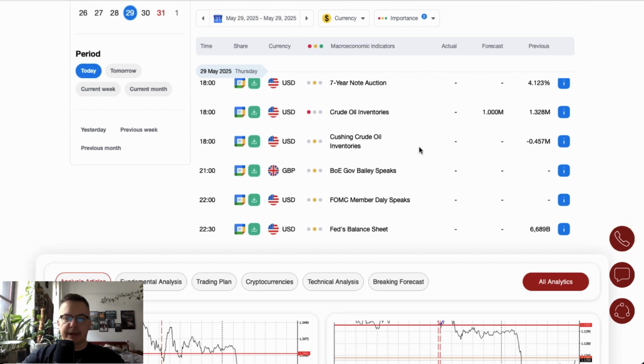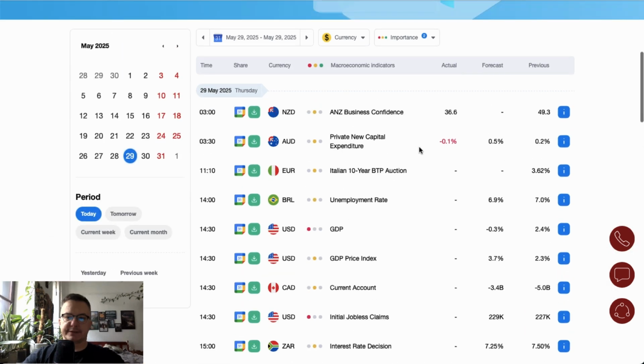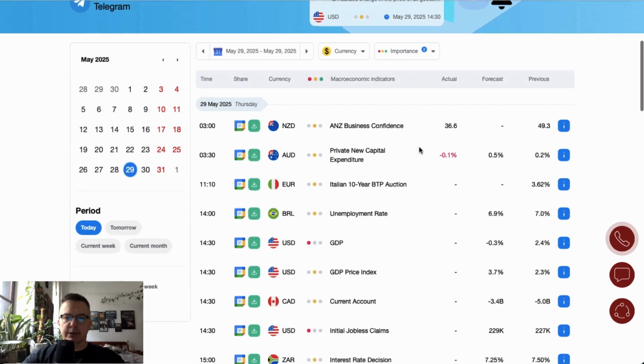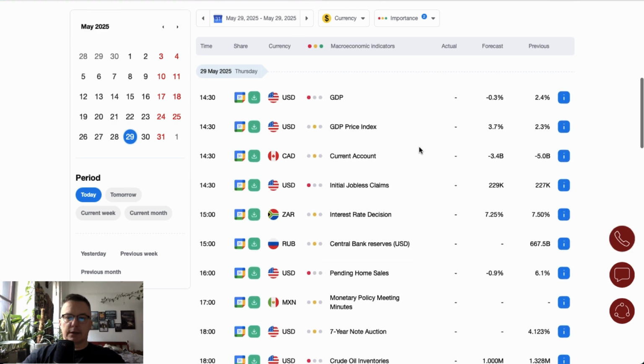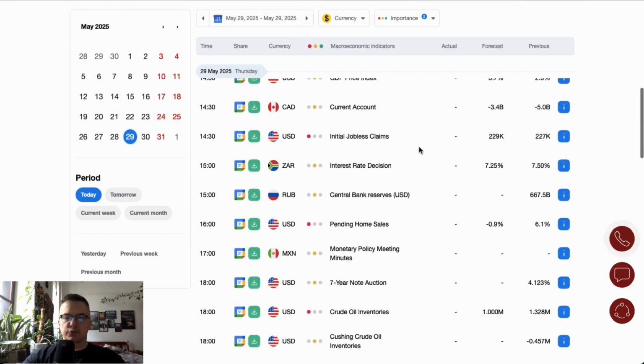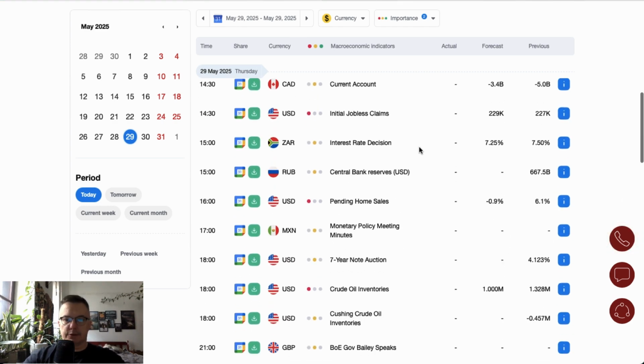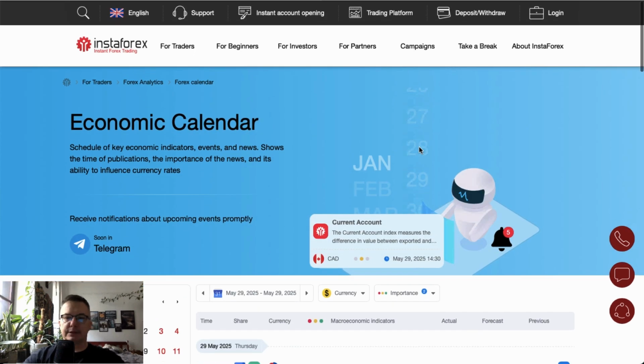Bank of England Governor Bailey will give a speech at 9 o'clock. One hour later we got FOMC member Daly to give a speech, and 30 minutes later we got the Fed's balance sheet data release. So generally the London session is a non-event session, and the US session is way richer in data releases. Without any further ado, let's take a look at charts.